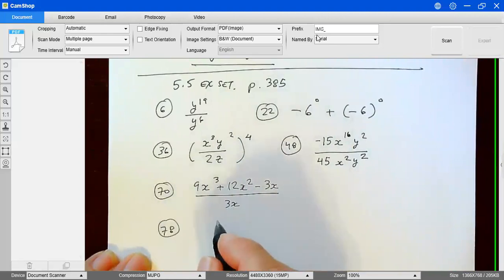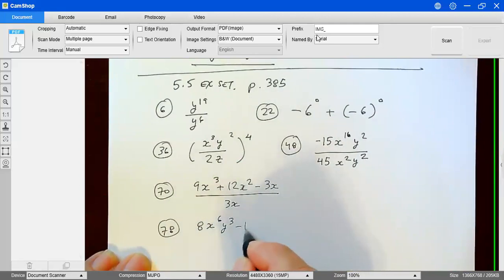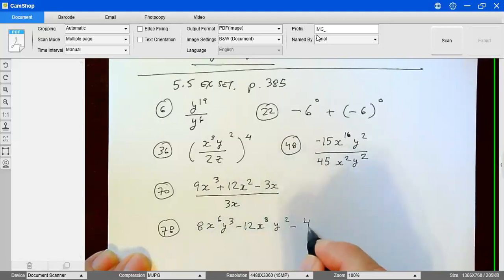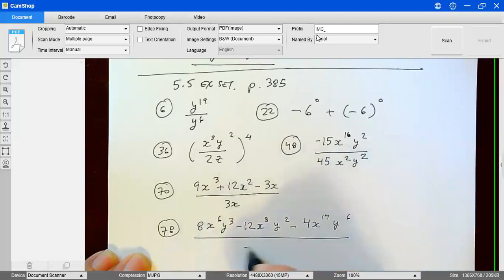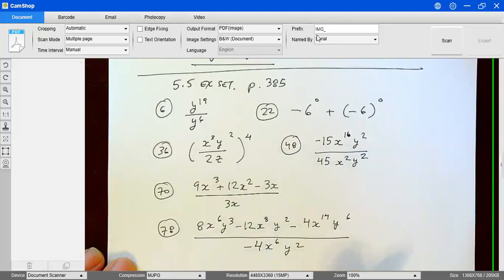And problem 78 is ax to the 6 y cubed minus 12x to the a y squared minus 4x to the 14 y to the 6 over negative 4x to the 6 y squared. I think all of these problems are important. But if you don't have enough time to work on this, at least work problem 70 and problem 78.